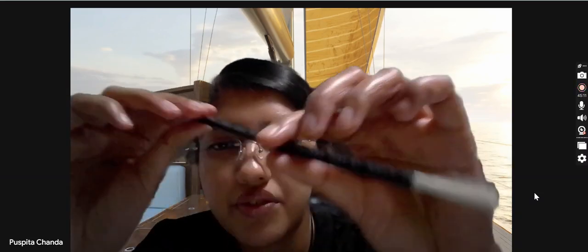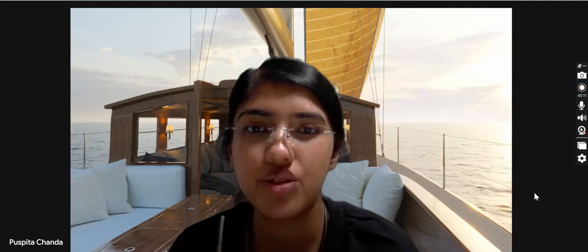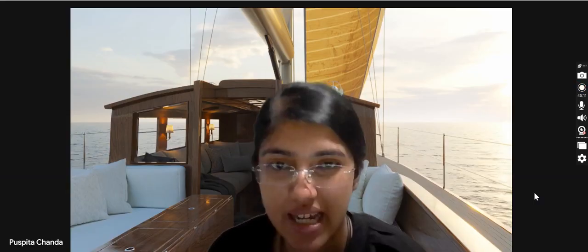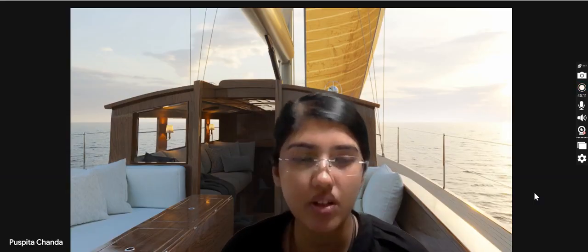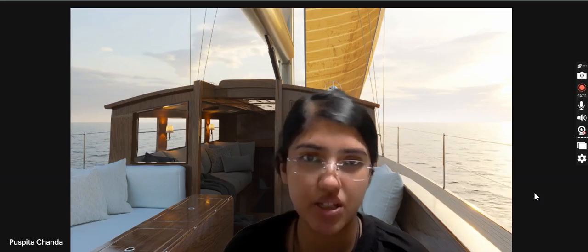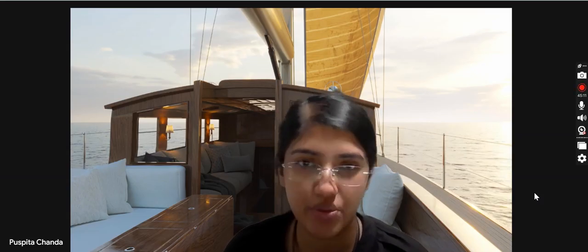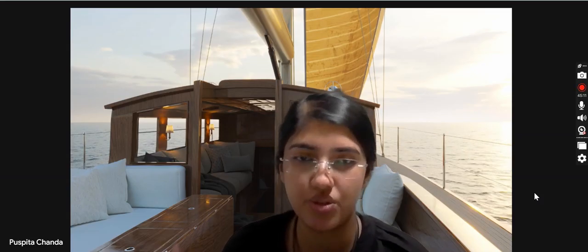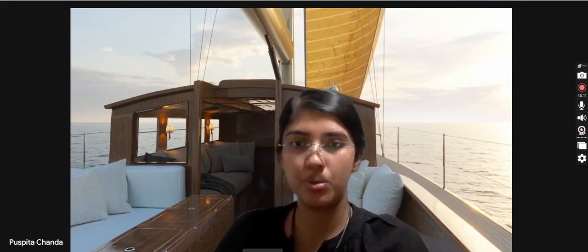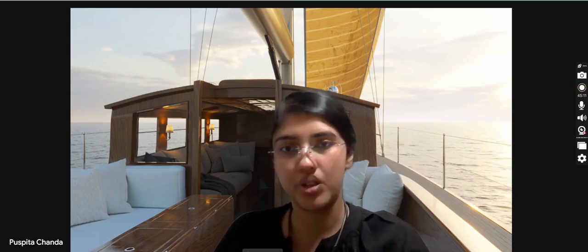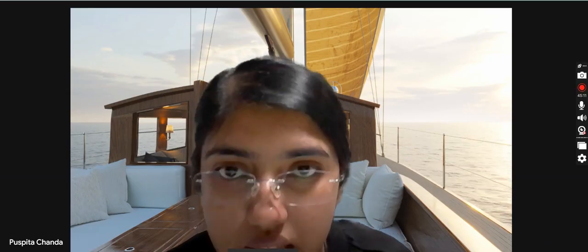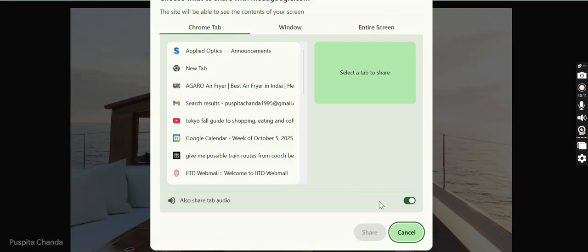As I have said, to couple light into those tiny fibers, we need to know at which angle we need to couple the light. So without further ado, I'm going to start today's extra discussion.